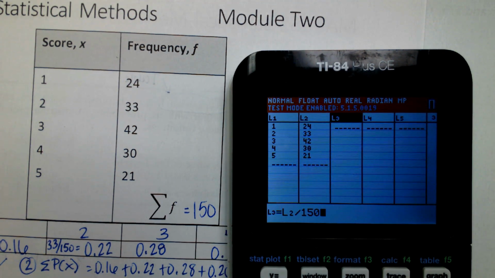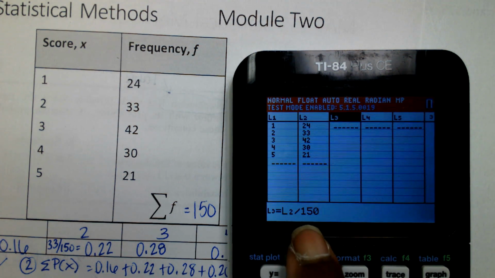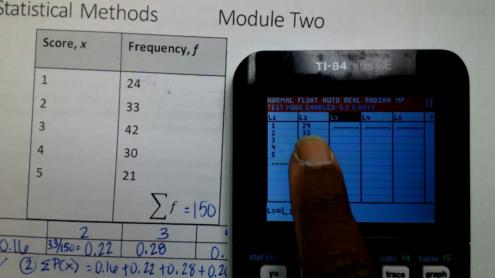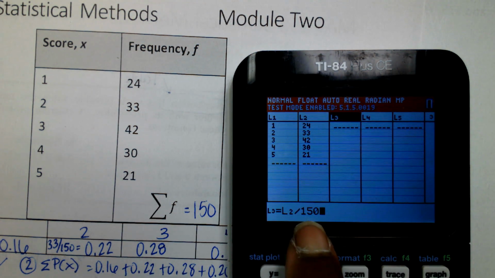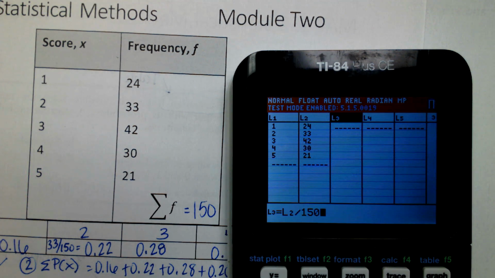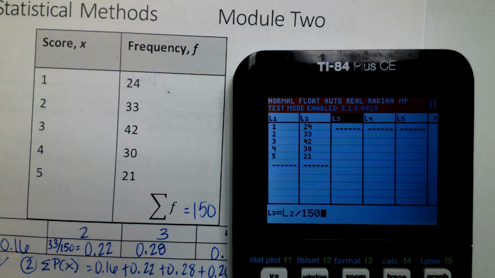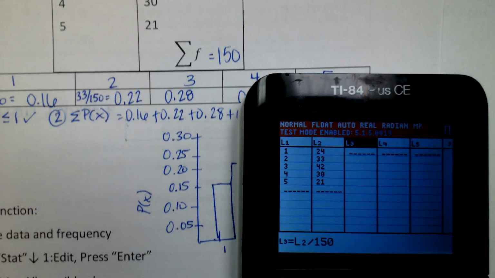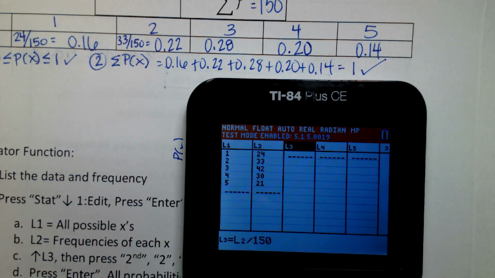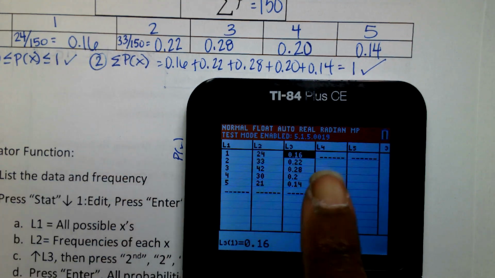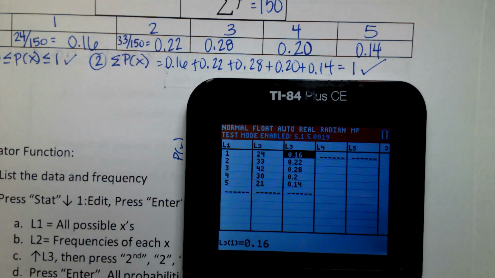Okay, so we're back. L2 divided by 150. So this is saying I want you to calculate all of my frequencies and divide them by my total frequency individually. Once you hit enter, all of our probabilities are going to pop up. I know, cool, right? So 0.16, 0.22. So it'll pretty much do all the work all at once, so you don't have to.